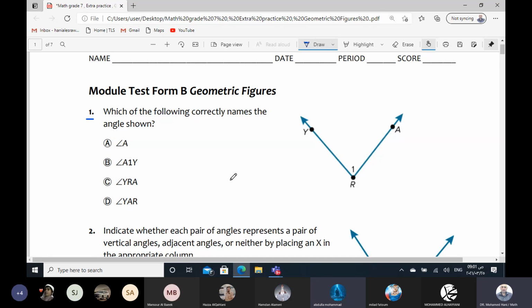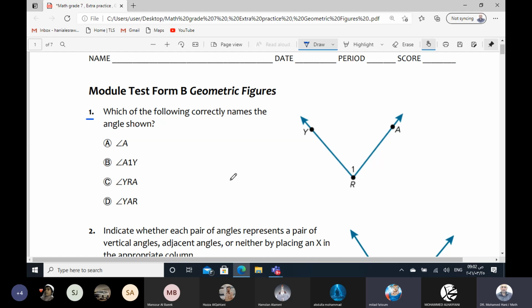Number C, I say. Number C are one of the correct names. Because, Mr., we say like U, Y, R, A is right. A, R, Y is right, and 1 is right. But Y, A, R is wrong. Okay, thank you, Abdullah. Who has different answer?